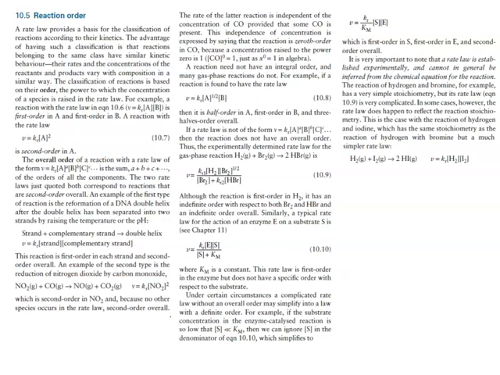Now, on to reaction order. A rate law provides a basis for the classification of reactions according to their kinetics. The advantage of having such a classification is that reactions that belong to the same class have similar kinetic behavior. Their rates and the concentrations of the reactants and products vary with composition in a similar way.